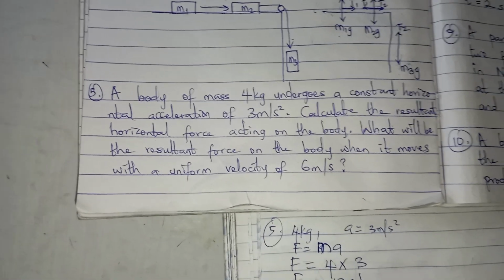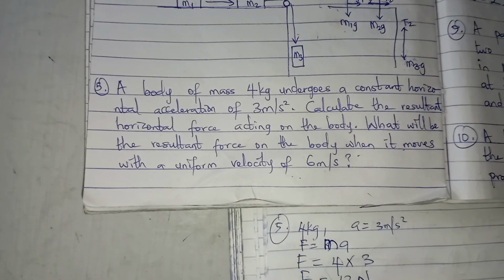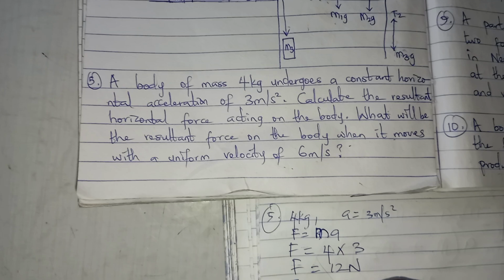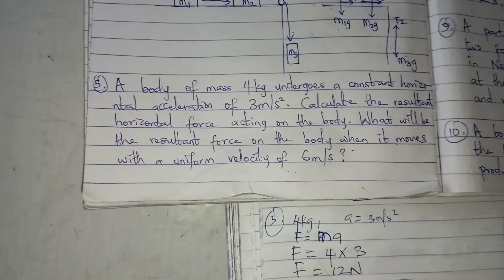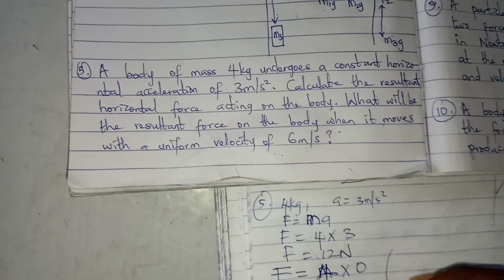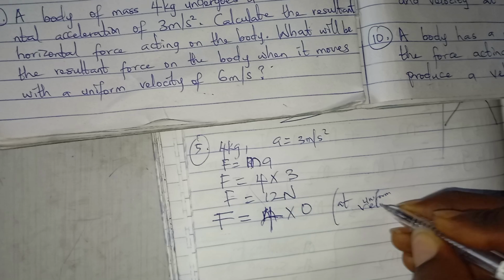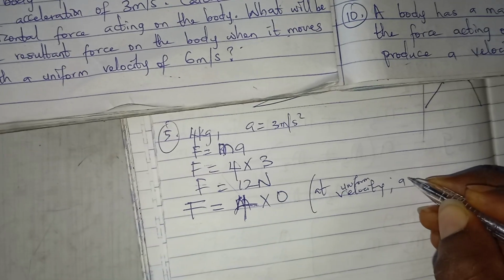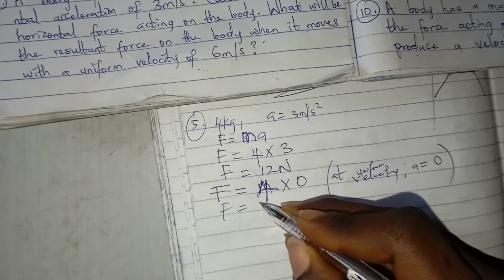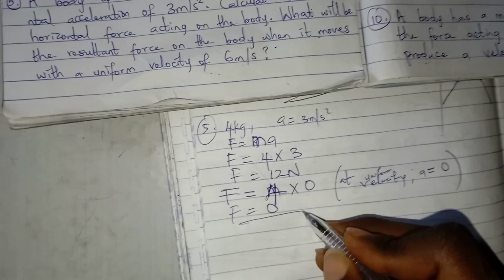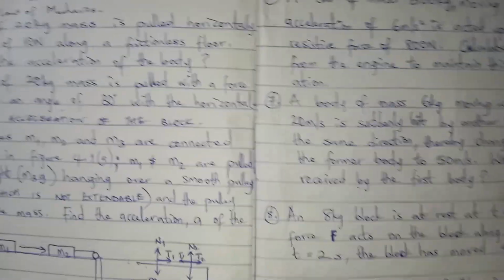Now they tell us again, calculate the force on the body when it moves with a uniform velocity of 6 meters per second. So at uniform velocity, we say M, which is 4, times 0. At uniform velocity, acceleration is equals to 0. So F is equals to 4 times 0. Anything times 0 is 0. F is equals to 0. So this is our answer to that question. Let's move to the next one.